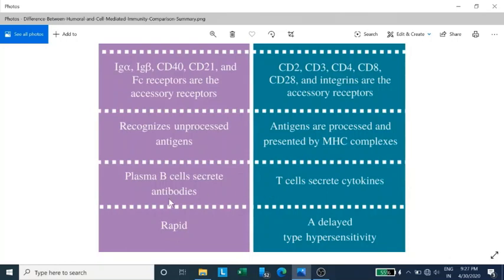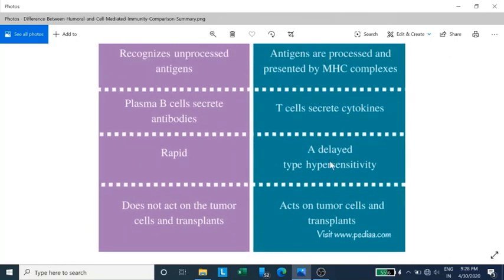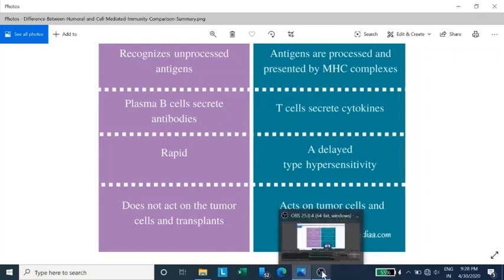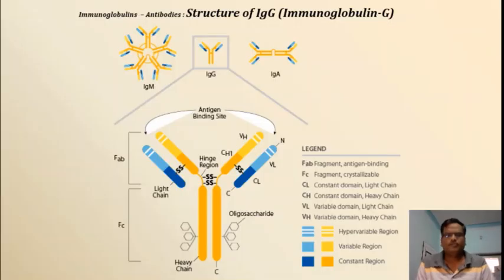And this one we already understood. Antibodies are here, and here cytokines are secreted by the T cells. This is very rapid, whereas the cell-mediated immunity takes some time. So a delayed type of hypersensitivity is observed here. Okay, these are some of the important differences between cell-mediated and humoral-mediated immunity. Very briefly, let us understand the structure of immunoglobulin G.